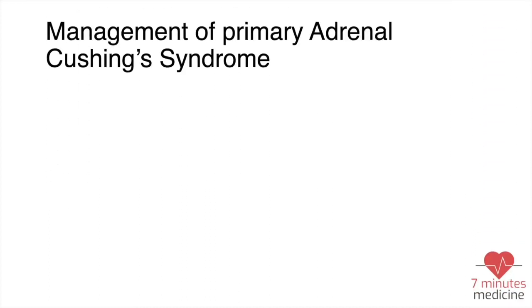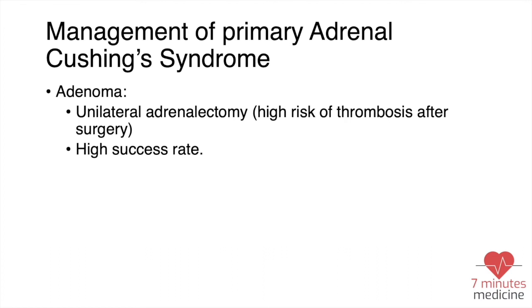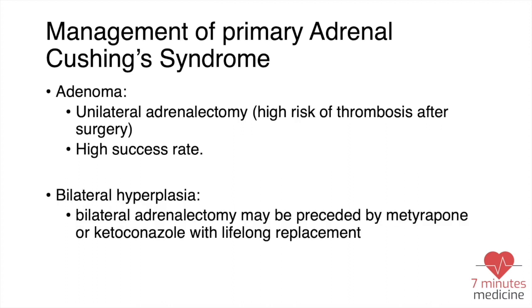So the last thing we're going to talk about is the management of primary adrenal Cushing syndrome. And this is Cushing syndrome related to the adrenal gland. So if it's an adenoma, then the best option is to do unilateral adrenalectomy. And just FYI, this surgery has a high risk of thrombosis after the surgery, so you might need to give anticoagulation, and it's reported in the literature. And it has a very high success rate, so it's a good option if you can do it.